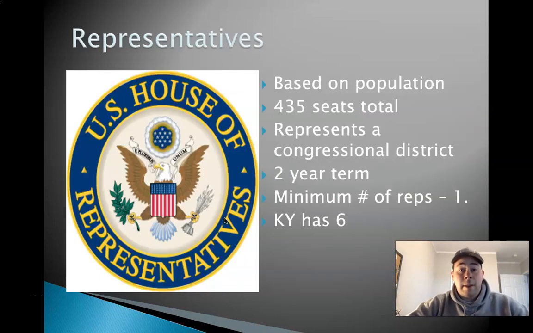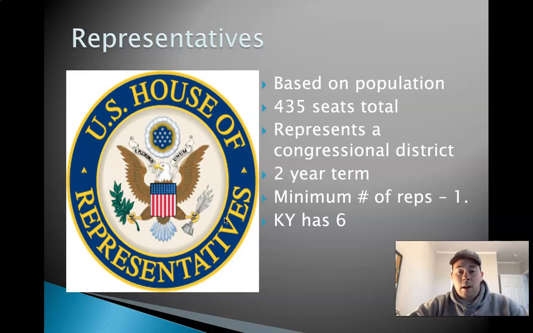The House is based on population. The seats that they have are redone every 10 years after a census, which is why it's so important that you and your families fill out the census form that was mailed to you, or answer their questions when they come and ask you, because these seats are reallocated based on the census. There's 435 seats total. A representative has an entire congressional district. So we live in the 6th congressional district of Kentucky. We have Andy Barr as our representative, and he represents the 6th congressional district.